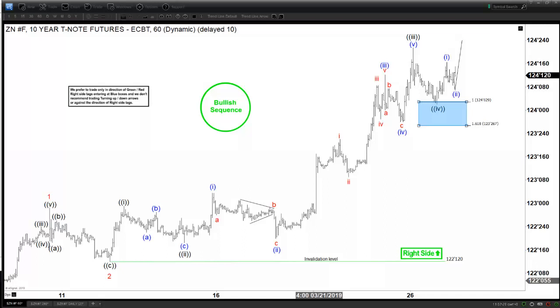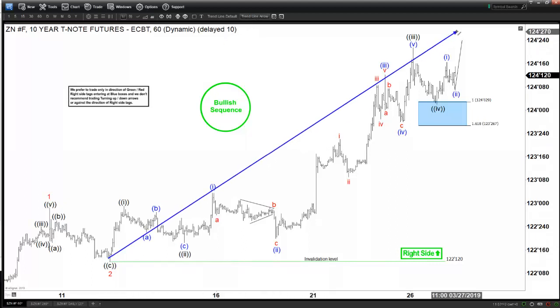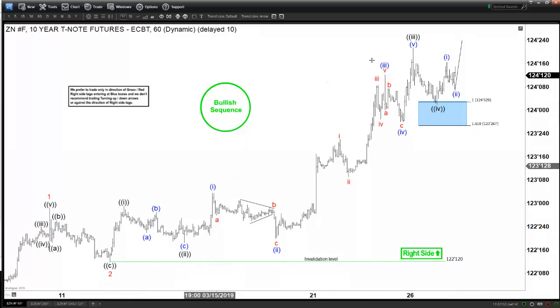We are looking at the 60 minutes chart of the ZNF. This is 10-year Treasury notes. And we can see the rally is a classic 5 waves impulse. And from this low here, which we label as a wave 2 at 122.12, we are currently in the wave 3 rally, in the red degree, also unfolding as 5 waves.